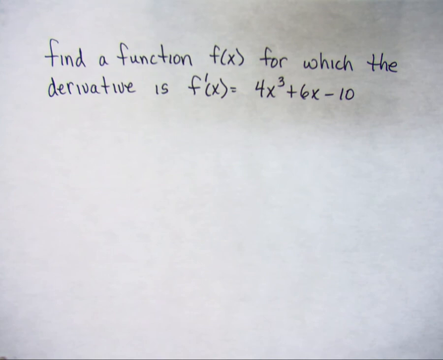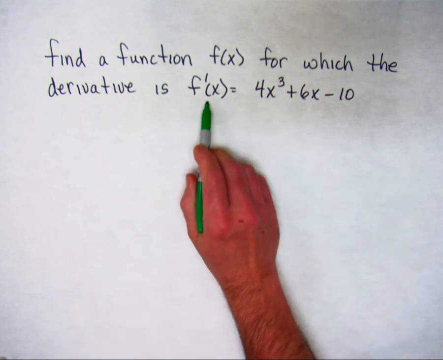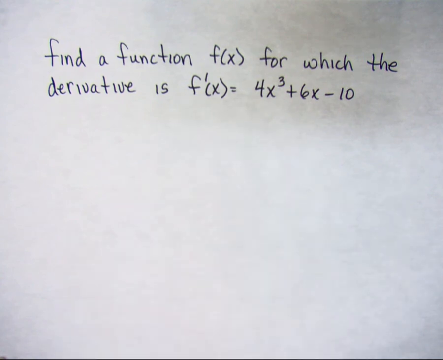So we're going to begin our study of integration by doing an example. So what I have here is a function f of x that's unknown to us. The question says, find a function f of x for which the derivative is f prime of x equals 4x cubed plus 6x minus 10. So we don't know the original function f of x, but we do have here its derivative. So the question is, can we work backwards and find the original function f of x?